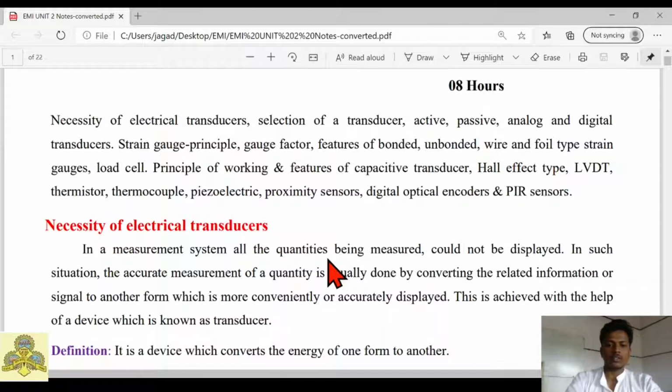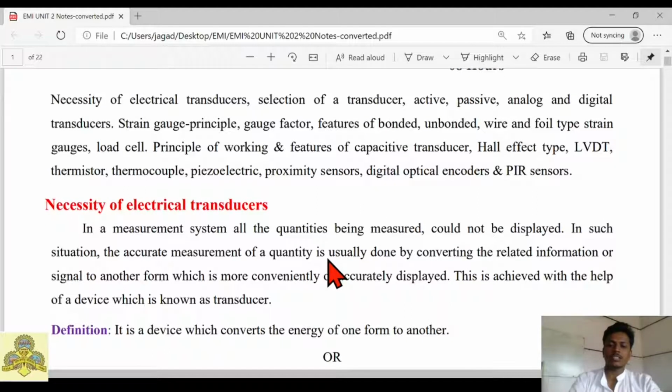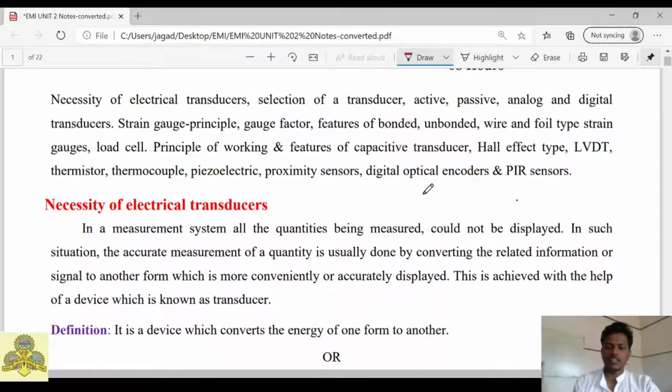Before understanding the necessity of electrical transducers, let's see what a transducer is. A transducer is a device which converts one form of energy into another form. So what is the definition? It converts energy of one form to another. Let me show one demo to you to understand how we convert one form of energy into another.